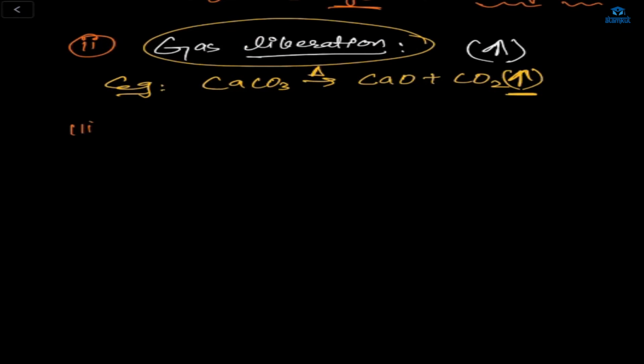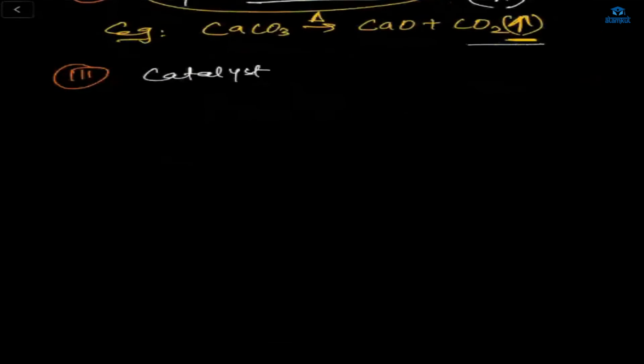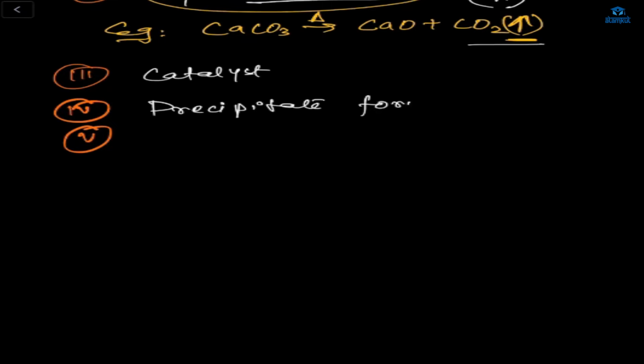Now, the third topic is catalyst. I was talking about gas liberation. Liberation means evolving of a gas. In this equation, CO2 is evolving because CO2 is a gas. The next ones, the fourth and the fifth, will be precipitate formed and the physical state.